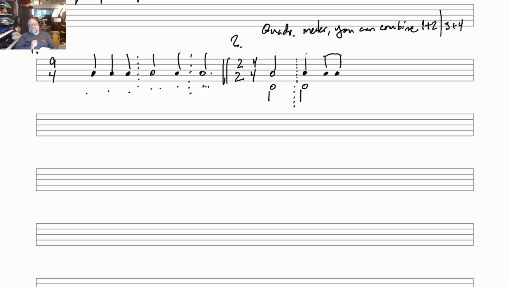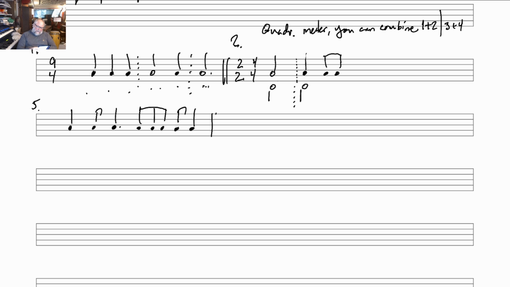All right, let's do one more. Let's look at number 5. That's nice and gnarly. Okay, so number 5. It's got a quarter, an eighth, a dotted quarter, 3/8, eighth, and a quarter.